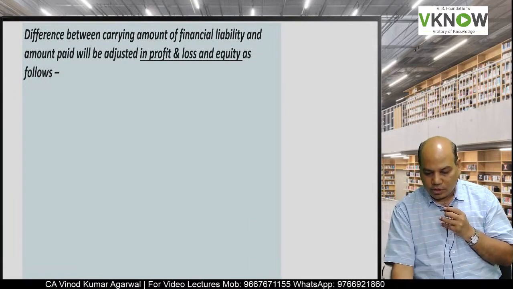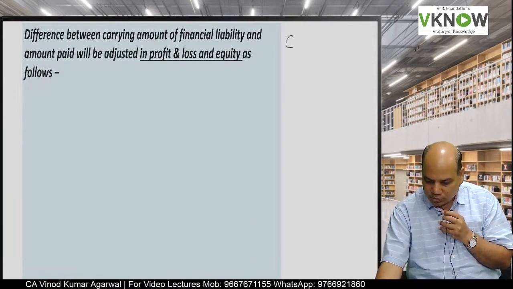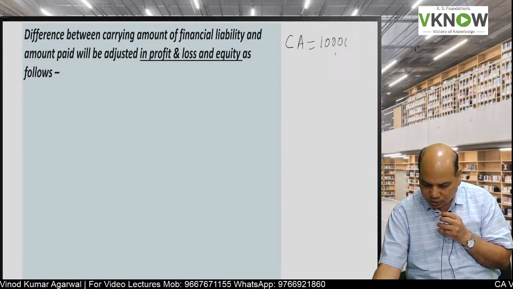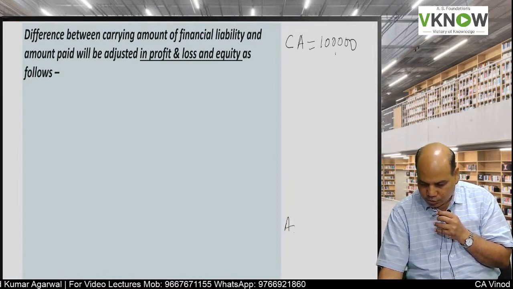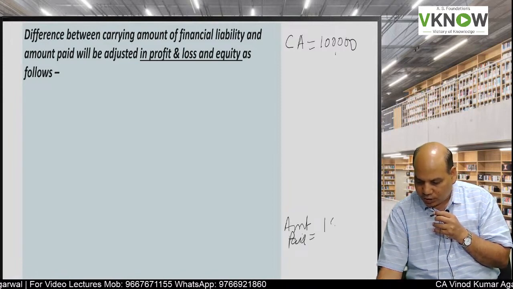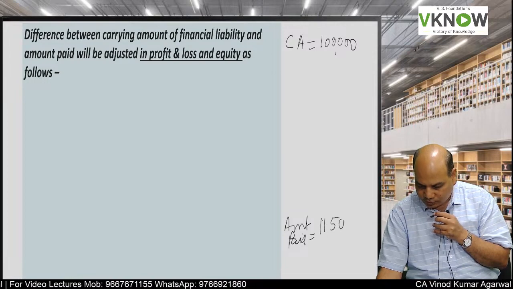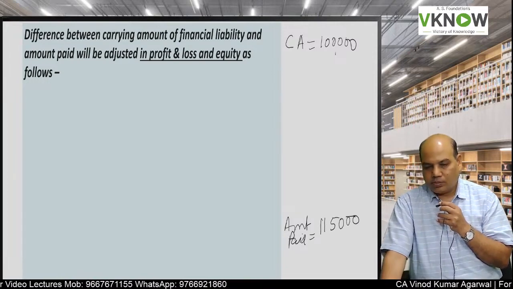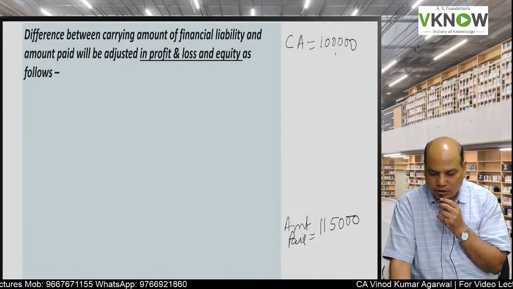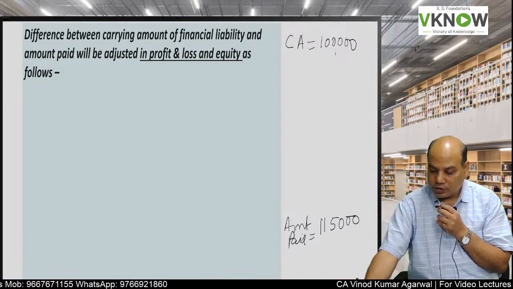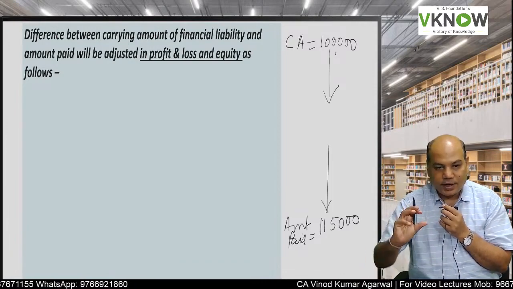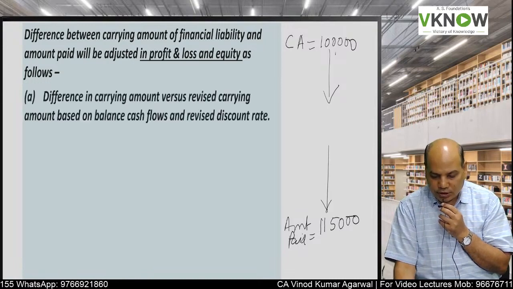Let us see. So the difference between carrying amount, suppose this is the carrying amount of financial liability 1 lakh, and suppose the amount paid to settle is 1,15,000. The company says take 1,15,000 and let us close our liability. So what is the difference? The difference is 15,000. How will that 15,000 be treated?